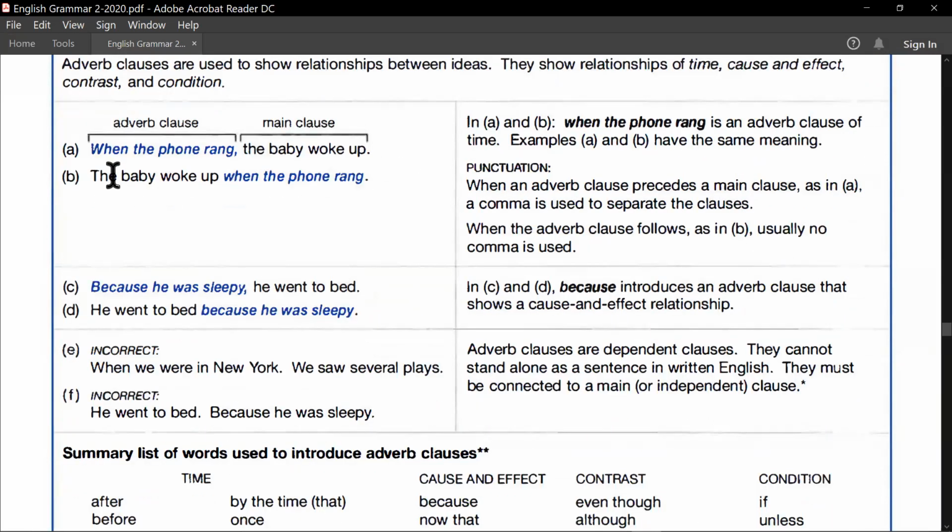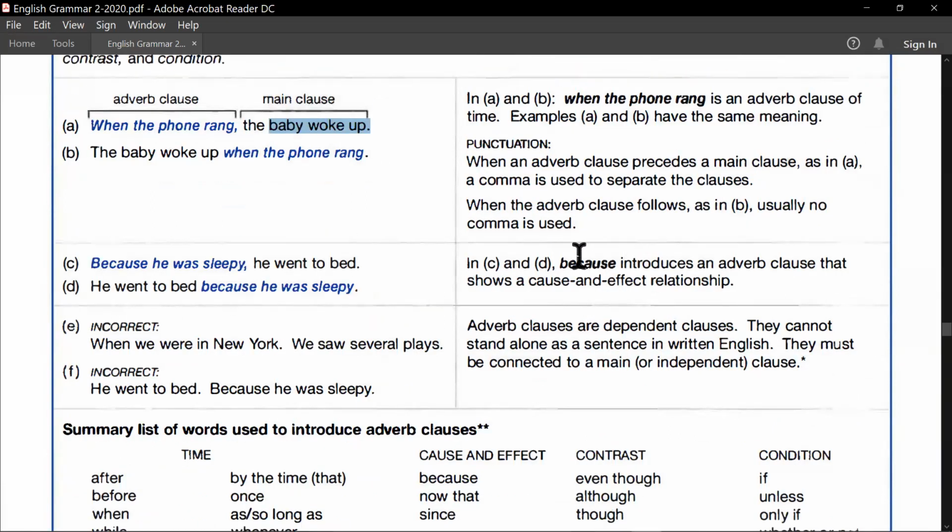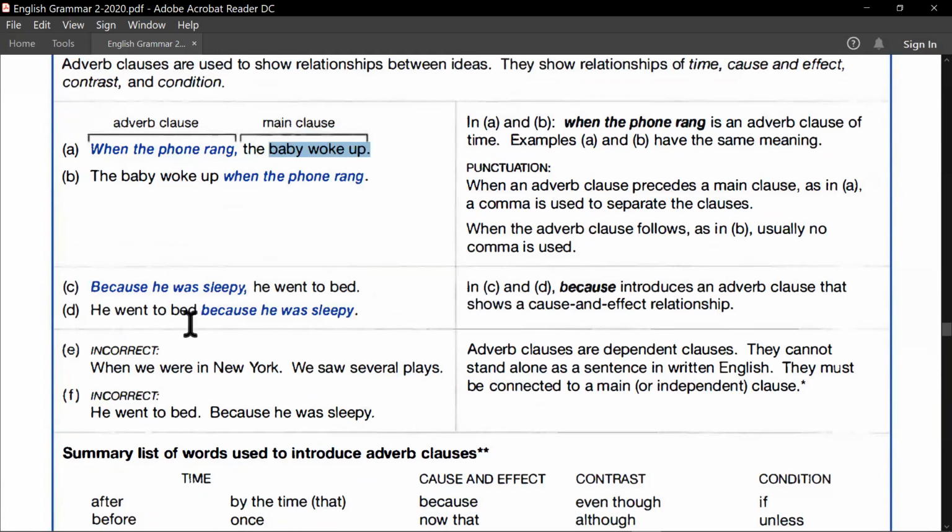This is an adverb clause of time. It shows the relationship of time between the two ideas. Now let's see the second type, which is adverb clauses of cause and effect. Because he was sleepy, he went to bed. Notice this is an adverb clause of cause and effect. He went to bed is the main clause. This is the adverb clause. This whole sentence is a complex sentence.